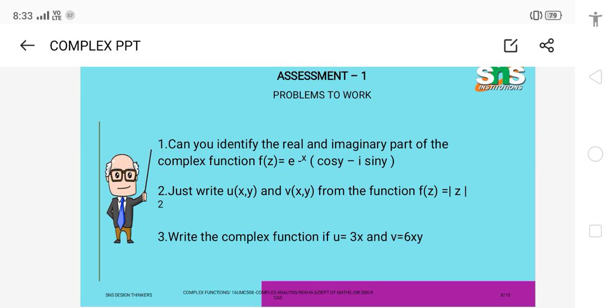So, complex functions: how to split a complex function using these concepts. I have also given some assessment work, so you complete the work.